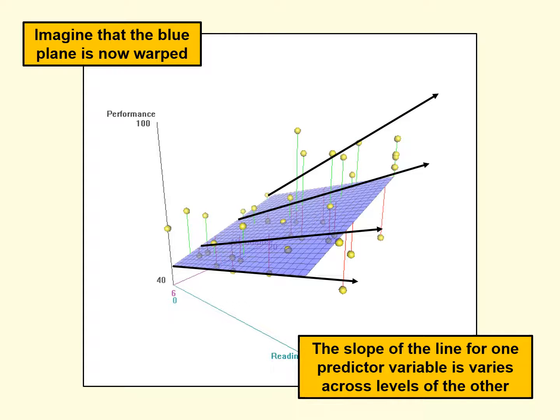Imagine that blue plane is kind of warping such that the slope that describes the relationship between, in this case, reading and performance, gets steeper at different levels of attendance. So it's no longer really meaningful to say, well, what's the effect of reading on performance? The truthful answer is, well, it kind of depends. It depends on what level of attendance the person is at. That's the essence of an interaction.